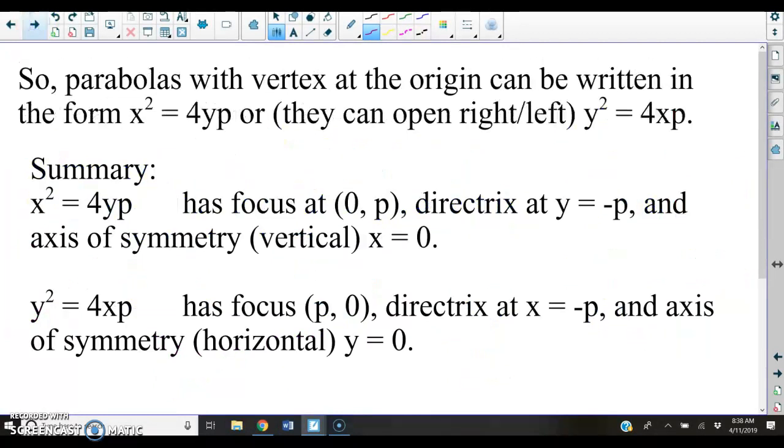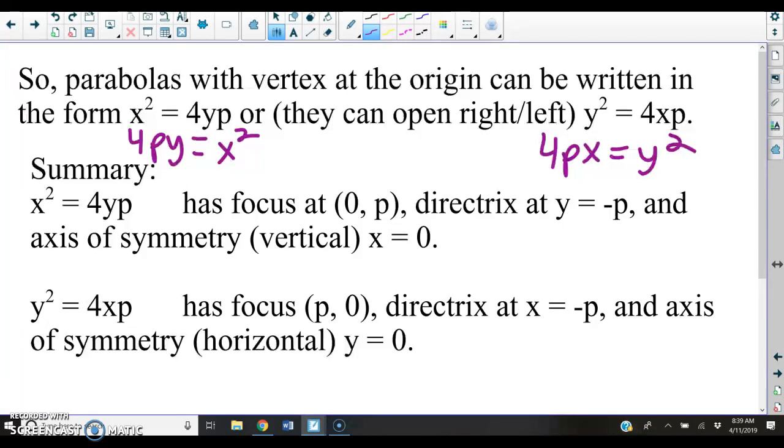All right, let's look at this next one. So parabolas with vertex at the origin can be written in the form x squared equals 4py. And if they open right or left, then you're going to have 4px equals y squared. Okay.